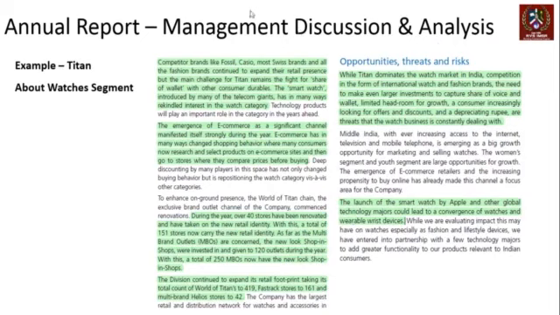They talk about the watches segment. Let's look at what they talk about in the watches segment in more detail. Competitor brands like Fossil, Casio, mostly Swiss brands, and all other fashion brands continue to expand their retail presence. But the main challenge for Titan remains the fight for share of wallet with other consumer durables, right?